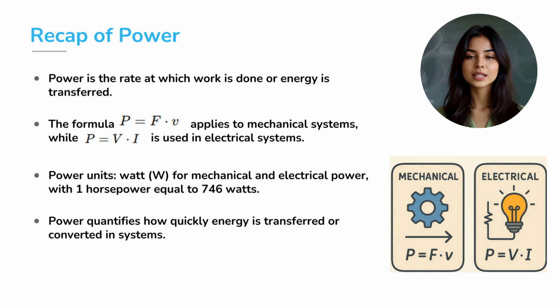To wrap up, we've seen that power is all about how quickly energy is used or transferred. Whether it's lifting an object, running a motor, or driving a car, power is at the heart of it all. Remember, the formula P equals F times V ties power directly to force and velocity in mechanical systems, and P equals V times I does the same for electrical systems. Power helps us compare different devices, whether they're in your kitchen, on the road, or in the classroom. It's a concept that not only explains how machines work but also how efficiently they perform tasks.